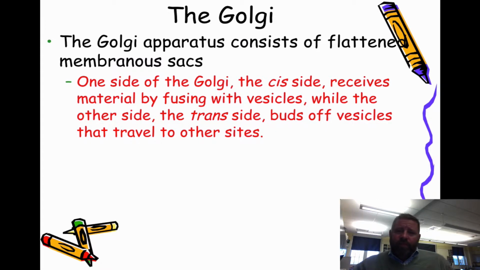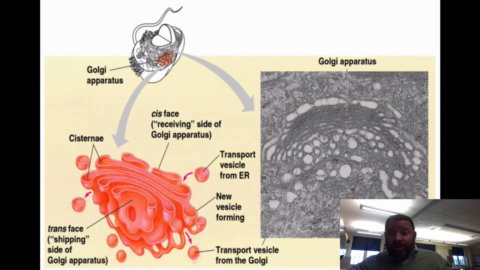So you've heard this cis and trans, same and opposite. We saw the terms cis and trans when we talked about isomers. So there's a cis side and a trans side. I don't think it's super important that you need to know what side receives or what side sends. Just know that these vesicles come in one side and they come out the other. The Golgi, to me, looks like a stack of pancakes when you look at it.